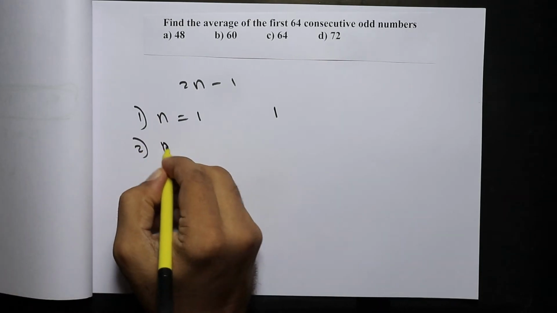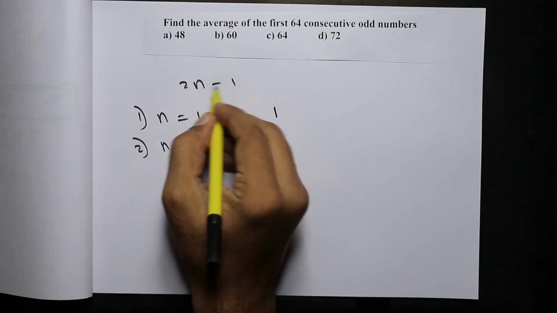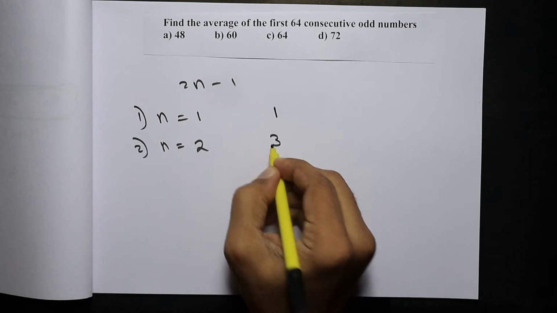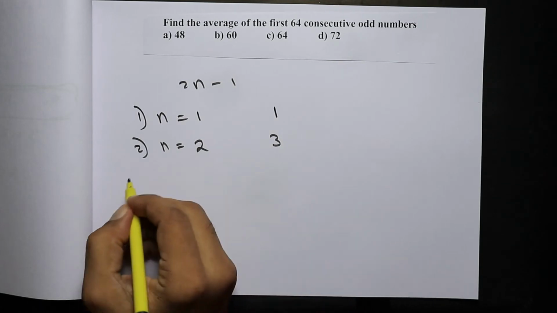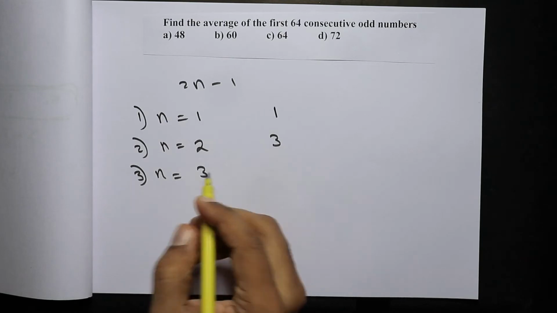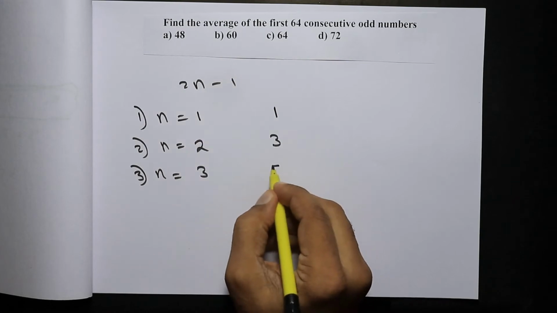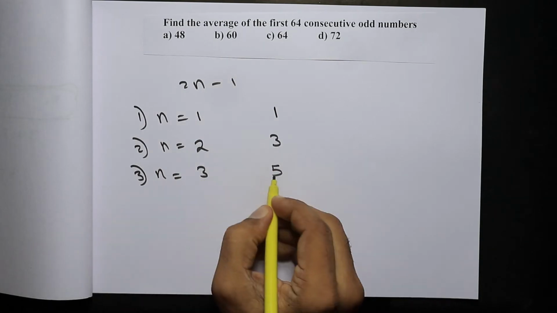The second odd number can be obtained by substituting n is equal to 2. So 2 into 2, 4 minus 1, 4 minus 1 is 3. So that is the second odd number. To get the third odd number, we need to substitute n is equal to 3. Substituting n is equal to 3 here, 2 into 3, 6 minus 1, 5. So that is the third odd number.